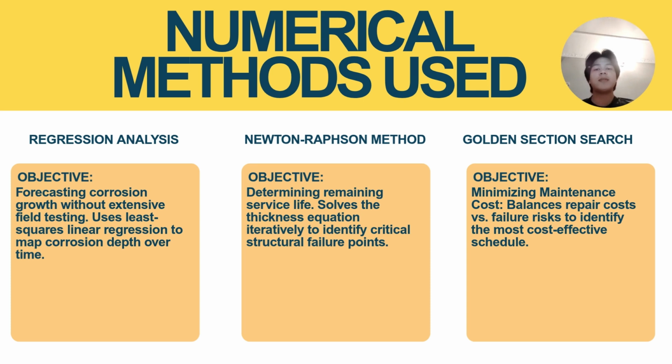The next one is the Newton-Raphson method. The objective for using this method is to determine remaining service life, solving the thickness equation iteratively to identify critical structural failure points. And lastly, we use the golden section search method, where the objective is to minimize maintenance costs, balancing repair costs versus failure risk to identify the most cost-effective schedule.